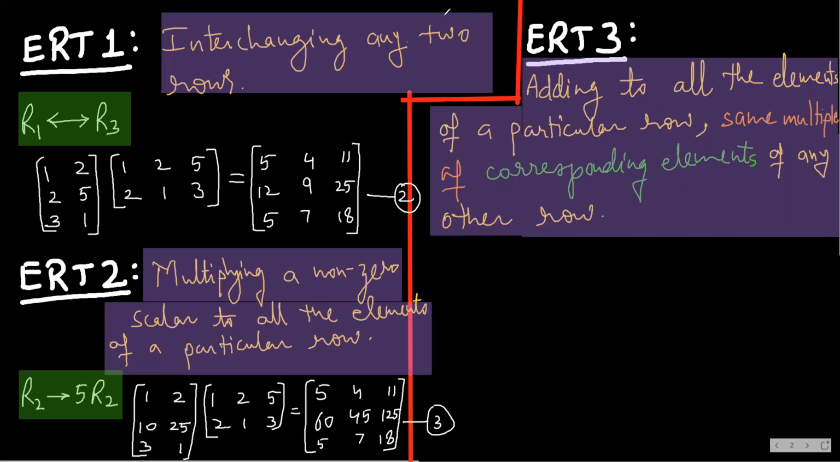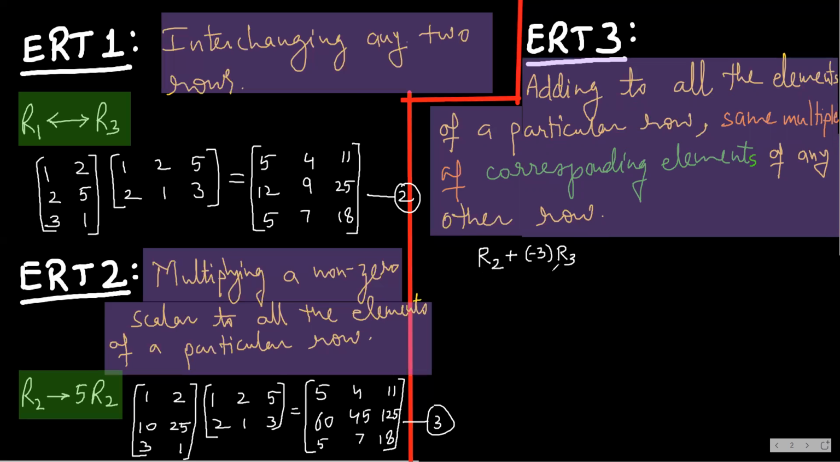So here I write the ERT. See, what do I write? ERT3 will go like this. Here I write R2 plus minus 3 times R3. R2 plus minus 3 times R3. Okay.